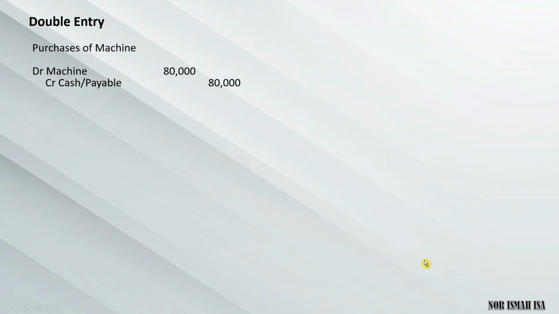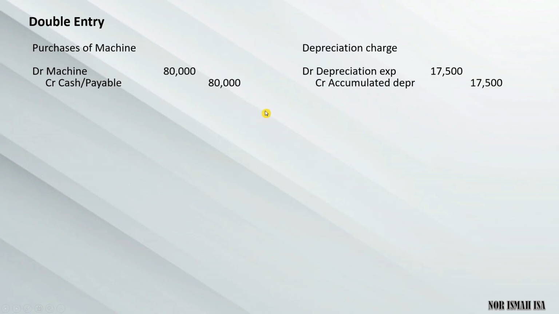As for the accounting entry, first we need to record the purchasing of the machine by debiting the machine 80,000 and credit cash or payable 80,000. At the end of the year, the adjustment of the depreciation is by debiting depreciation expense 17,500. The effect of this debit part will go to the statement of profit or loss. This will reduce the profit for that year. As for accumulated depreciation, you credit this accumulated depreciation. This effect will go to the statement of financial position. It will reduce the cost of the machine.